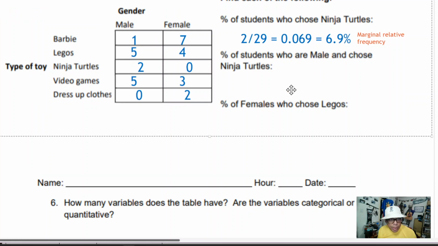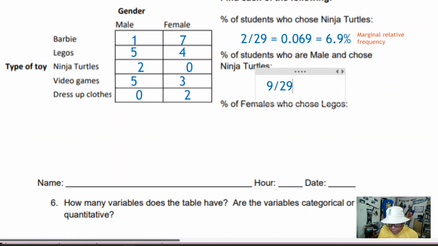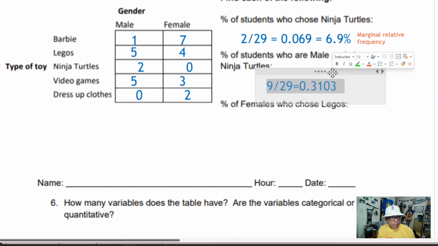Now we can practice doing another marginal total. For example, if we wanted to know what percentage of students chose Ninja Turtles, we would just add the Ninja Turtle. No, we just did Ninja Turtle. Let's do Legos. If we wanted to do Legos, we would add together 5 plus 4, and that would give us 9. 9 would be our marginal total. And then our marginal relative frequency would be 9 out of 29. Let's compute that real quick. 9 out of 29 would be equal to 31%. So that's the marginal relative frequency for Legos.